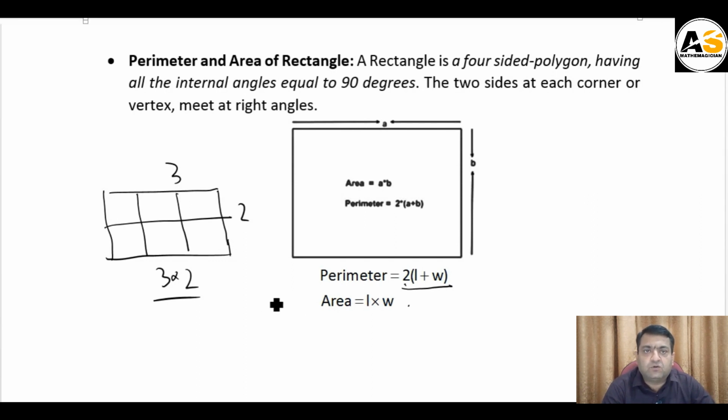So, what is the area of a square? Length into length, which will be length square. And what is the area of a rectangle? Length into width.